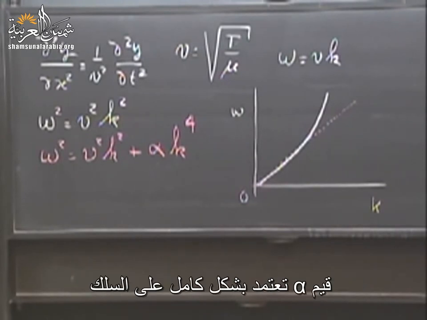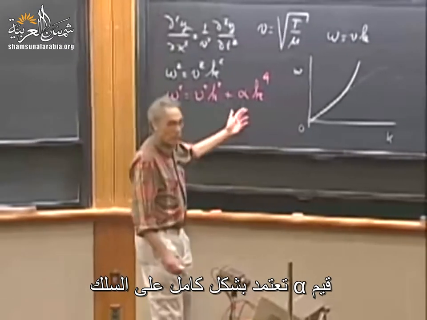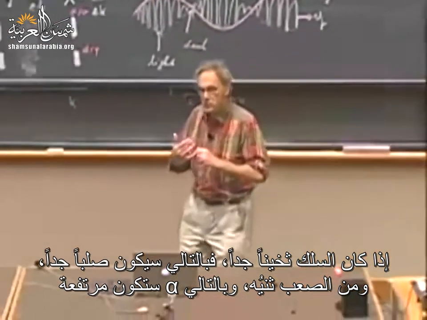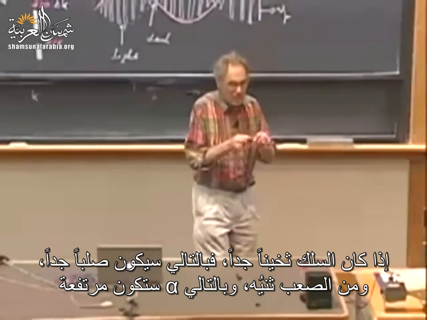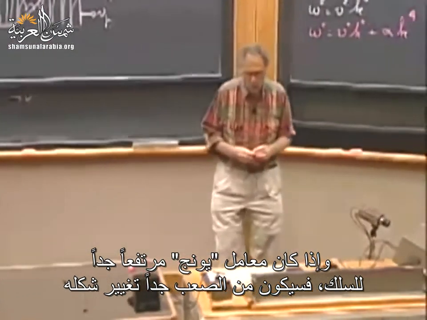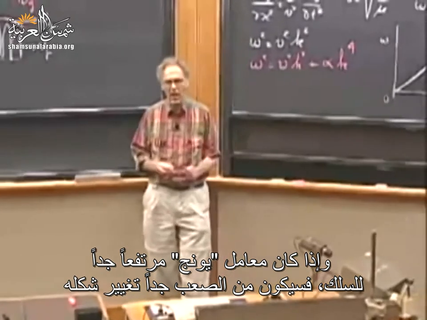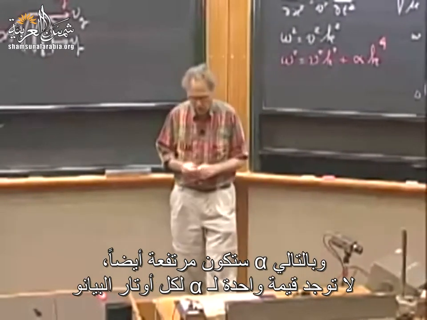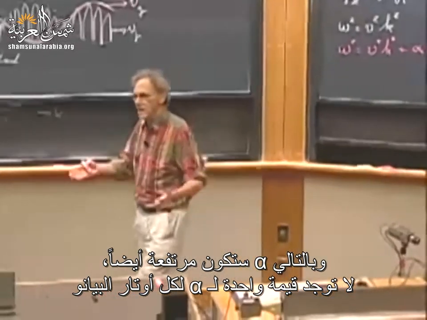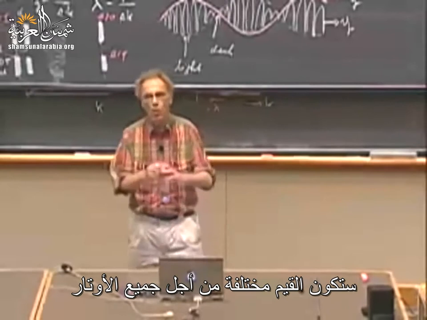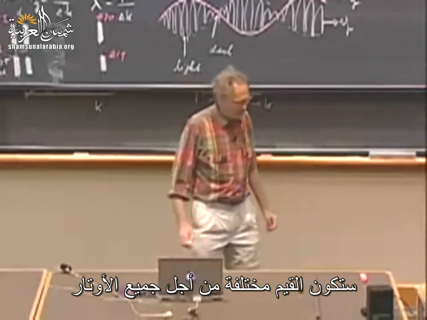Now the values for alpha, as you can imagine, depend of course entirely on your string. If you have a very thick string, then it is very stiff. It's very hard to bend, so alpha will be high. Also, if Young's modulus of the wire is very high, then it is extremely difficult to deform it, so alpha will also be high. So there is no such thing as one value for alpha for all your piano strings. They will all be different for all the strings.